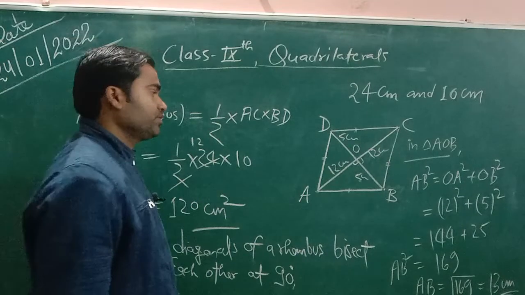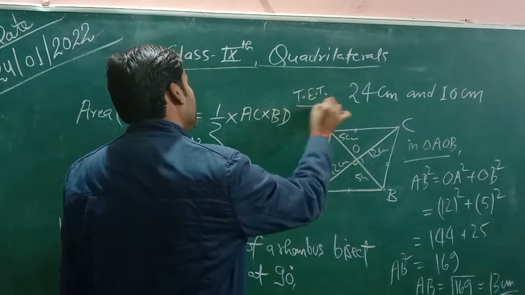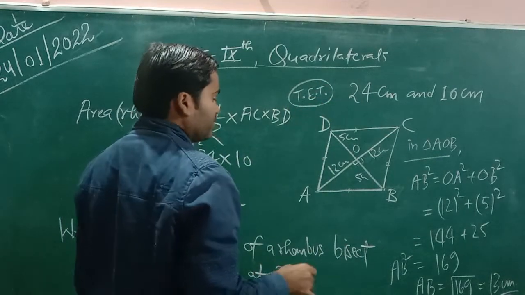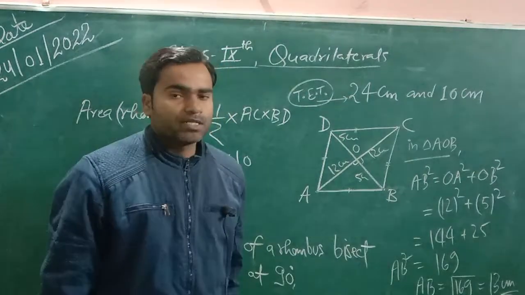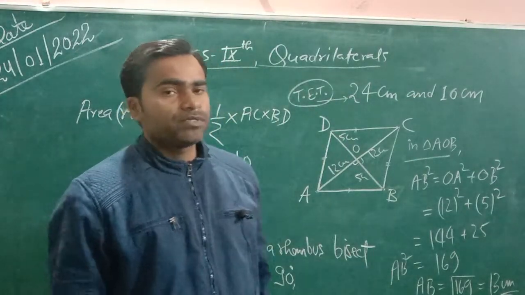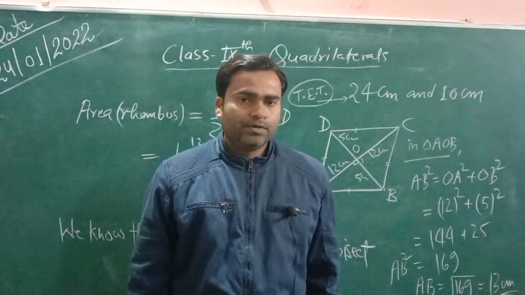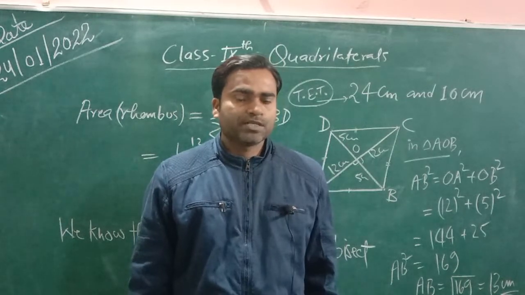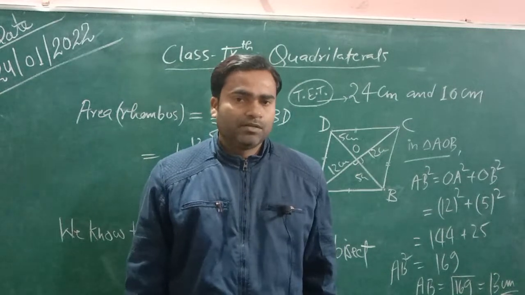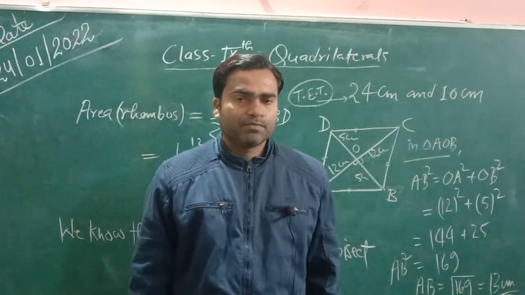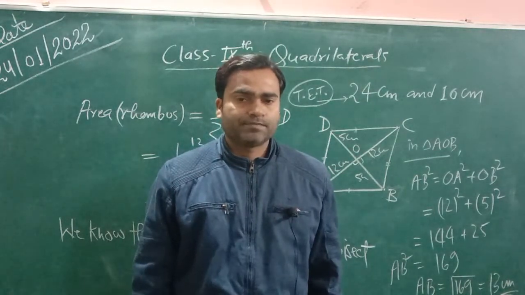The same question was asked in the TET exam, held on the 23rd of January. What is the perimeter of the rhombus having diagonals 24 cm and 10 cm? The answer was 52 cm. So is it clear to all of you that diagonals of a rhombus intersect each other at 90 degrees and all four sides of a rhombus are equal? Area of rhombus is given by 1/2 d1 into d2 and perimeter of rhombus is given by 4 multiplied by side.